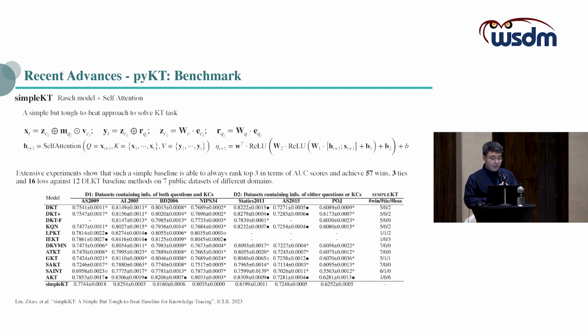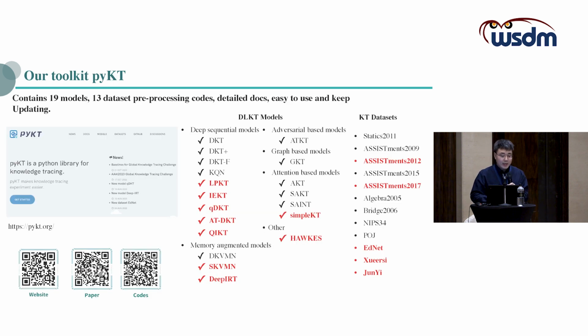Our results show that our model always ranks in the top 3 in terms of AUC score and achieves 47 wins on the 12 models and 7 public datasets. Our toolkit is still developing, and this red text denotes new models that, as already said, we added before our paper was published.